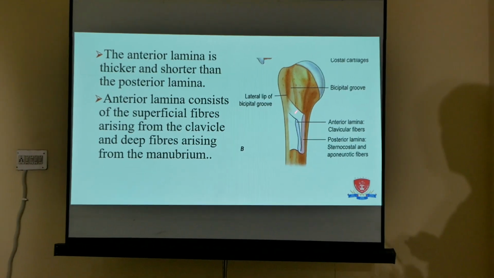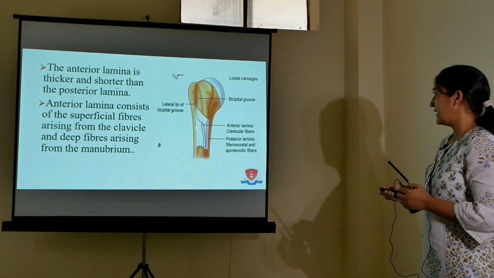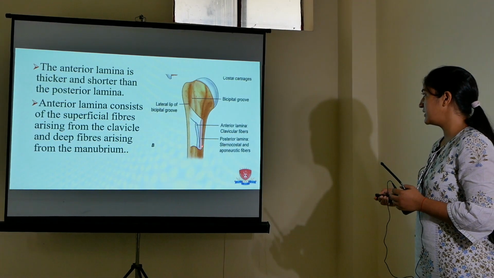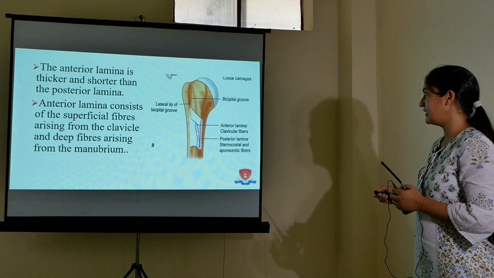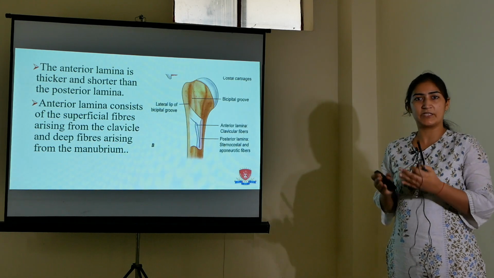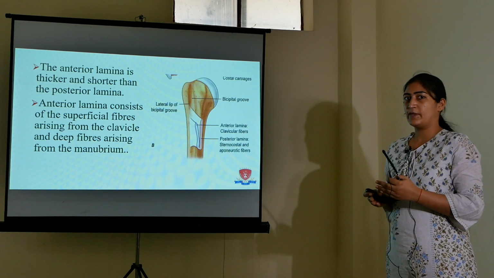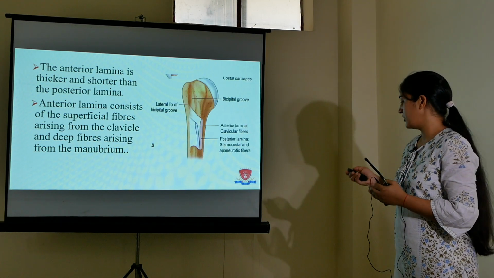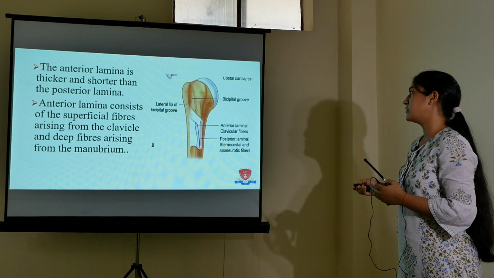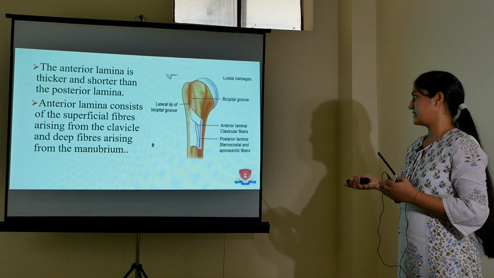Now the thing you have to see is that the posterior lamina is bigger than the anterior lamina, as the anterior lamina is formed by the clavicular fibers, and these fibers are fewer as compared to the sternocostal head of the pectoralis major. So this clavicular lamina is logically smaller, and the sternocostal and aponeurotic fibers are more, so it is larger in size.